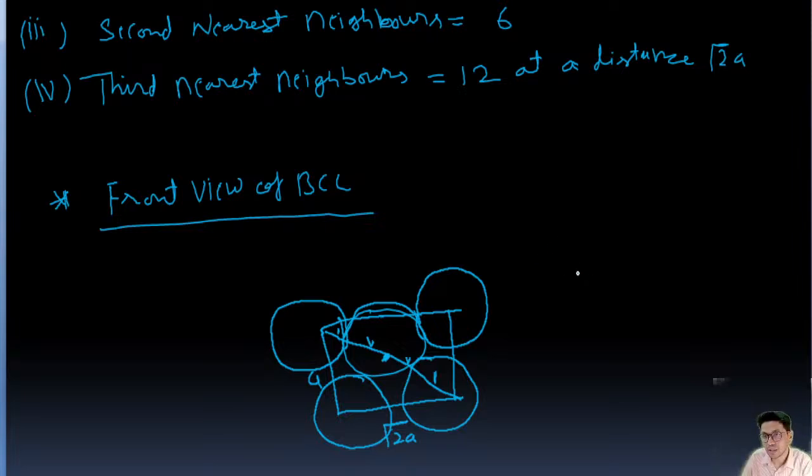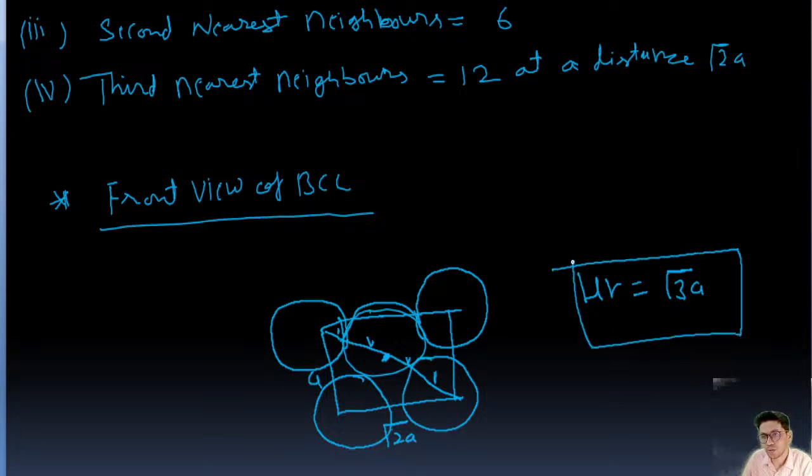From here we can see 4r equal to root 3a, because this value is root of a square plus root 2a whole square. So that is going to be root 3a. And this distance, the figure is not looking exactly right, but this distance is r, this is also r and r, 4r. So for BCC, the relation between radius and side of the cube is 4r equal to root 3a. Very important, you need to note down, guys.